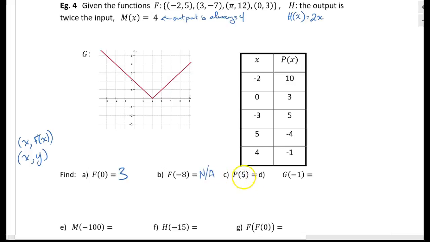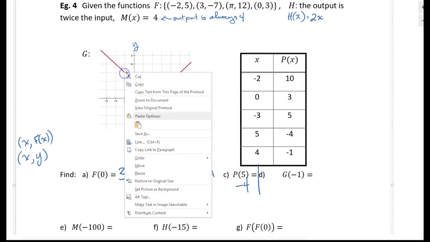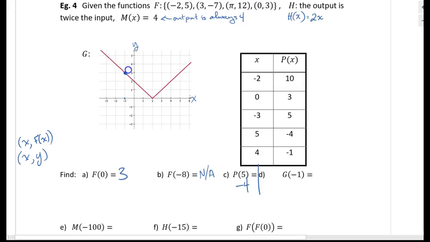P, when the input is 5. So I look at function P, I find 5. My output is -4. And sorry about the typo there. And G, when the input is -1. So input again is my x-axis, and my y-axis is my output. So input is -1. Find my point that is defined by -1. And that's going to be at +3. So my output was 3.